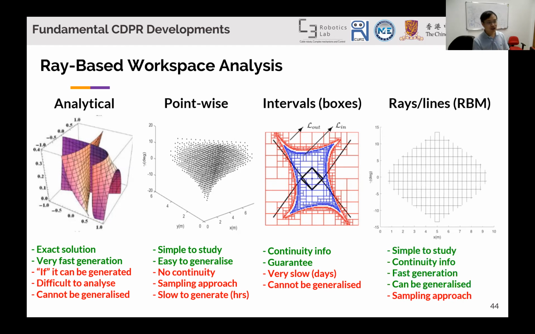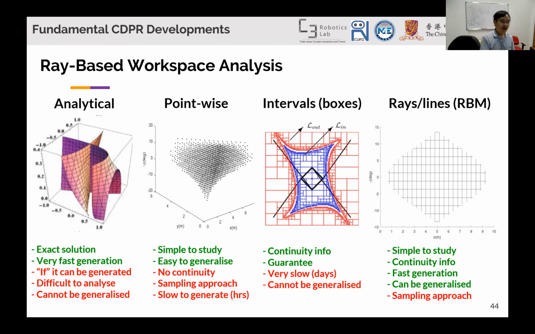So that's why we're interested in ray-based. It tries to combine. I would pitch it as a middle ground between pointwise and interval. Basically, rather than treating a single point, rather than treating a single box, let's treat it as a line instead. And when you do that, you get some continuity information. So not all, but some. So I should probably put in brackets, some continuity.